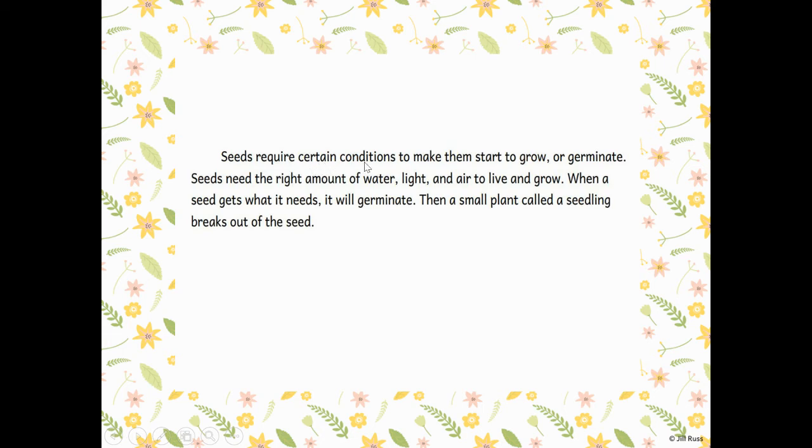Seeds require certain conditions to make them start to grow or germinate. So when a seed starts to grow, we call it germinate. Seeds need the right amount of water, light, and air to live and grow. So they have to have water, light, and air. When a seed gets what it needs, it will germinate. There's that word again that means to grow. Then a small plant called a seedling breaks out of the seed. So that little baby plant is called a seedling.